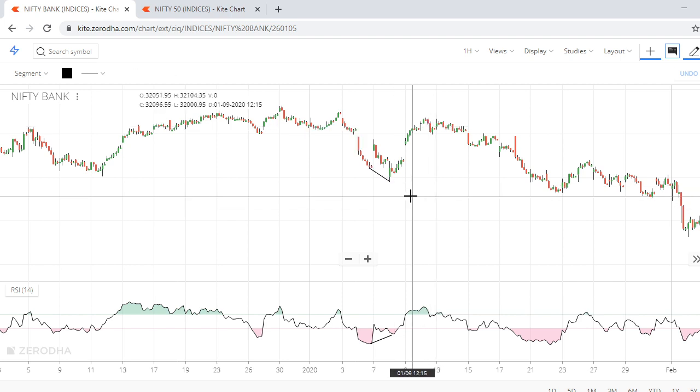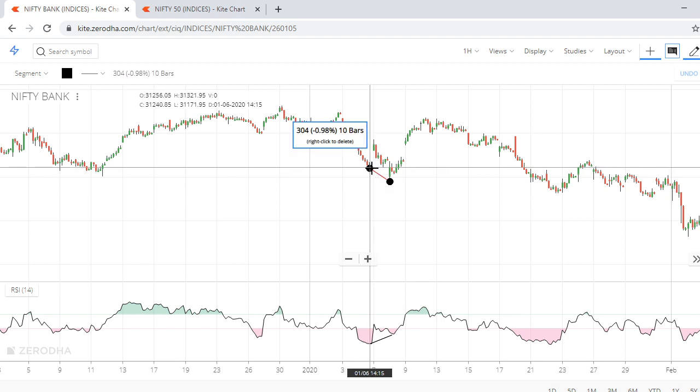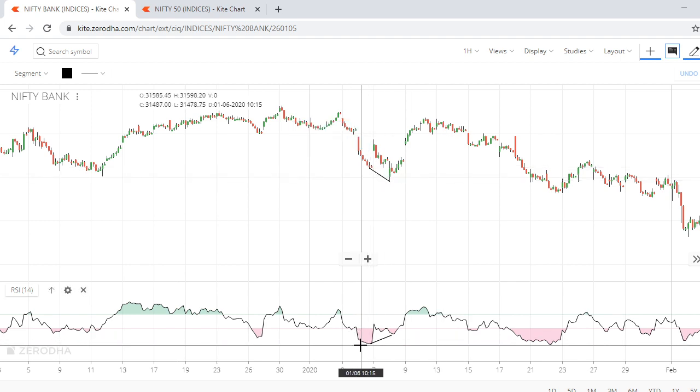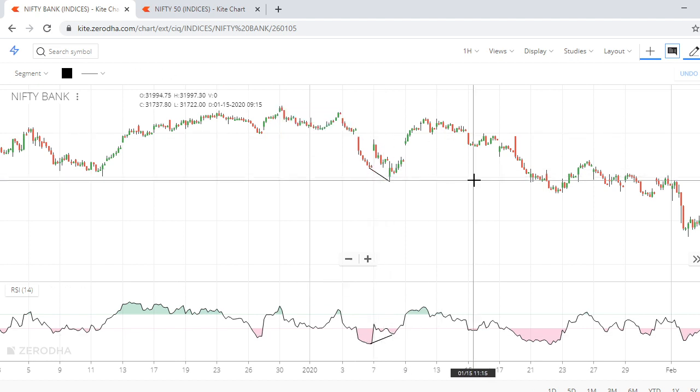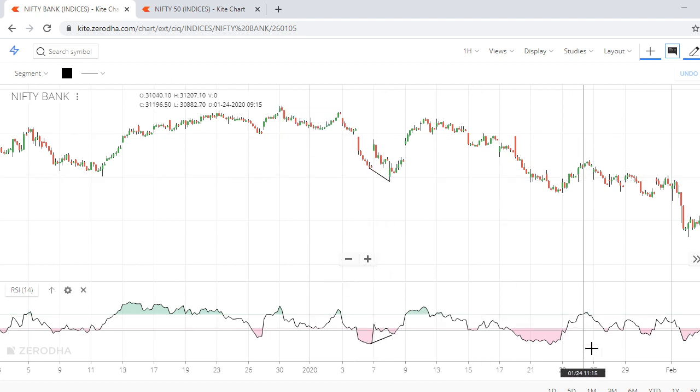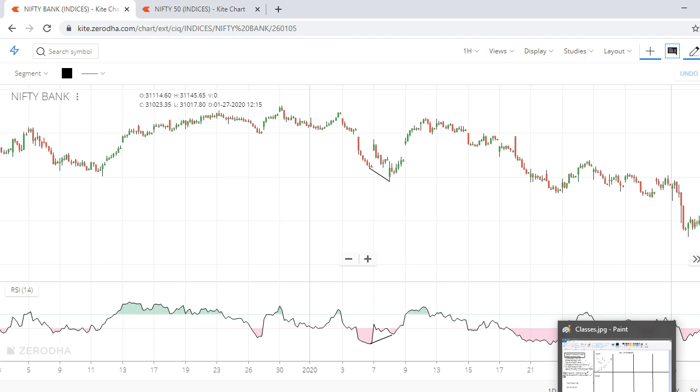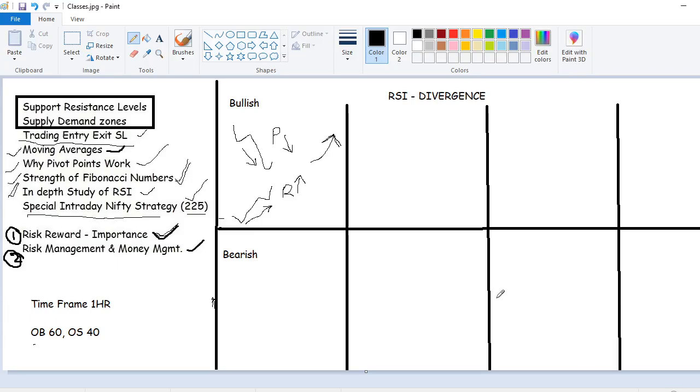Hope you understand this, right? The price is coming down and the RSI is going up. This is the indication. So this is how you can identify. Now as we are going with the limited time frame, I'll explain one example to each one of the divergences. Okay, this is classic.